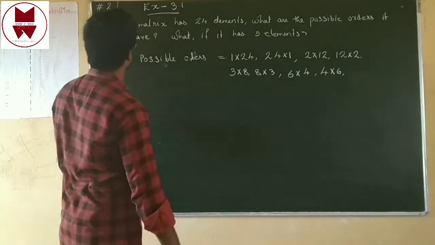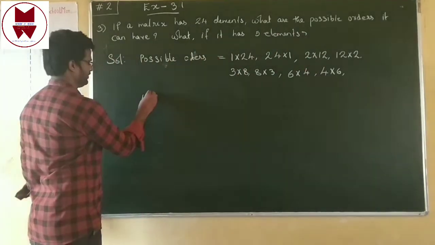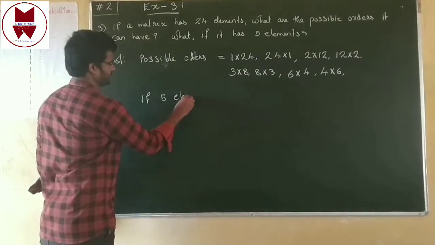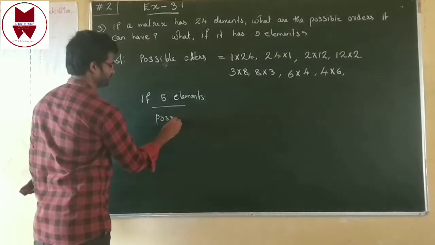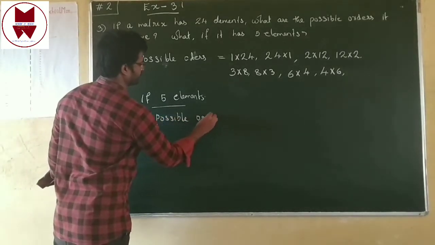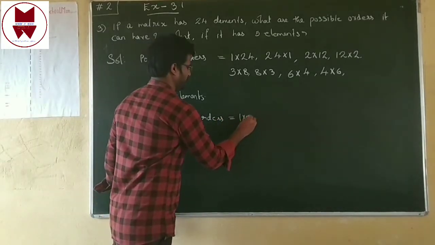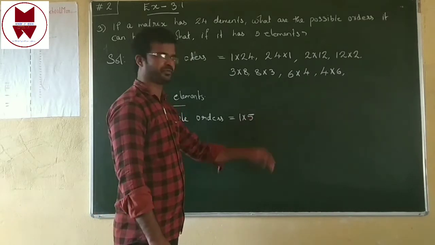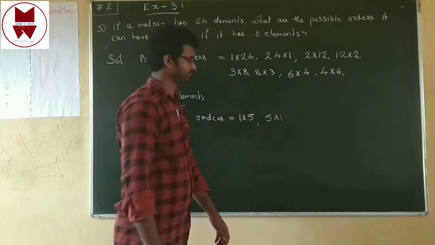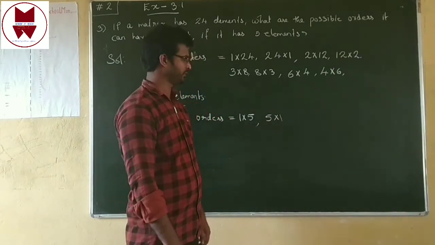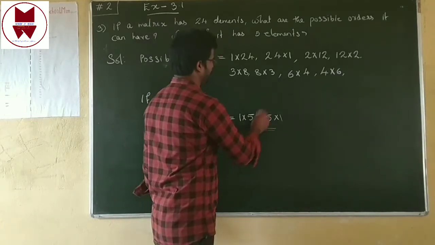And then the second part: what if it has only 5 elements? Possible orders equal to 1 into 5. That is the first order, 1 by 5. 1 into 5 you will get 5 only. Then just reverse, 5 by 1. 5 into 1, 5 only. That is the second order. Anything more? Nothing. Only 2 orders we can write. These are the possible orders.